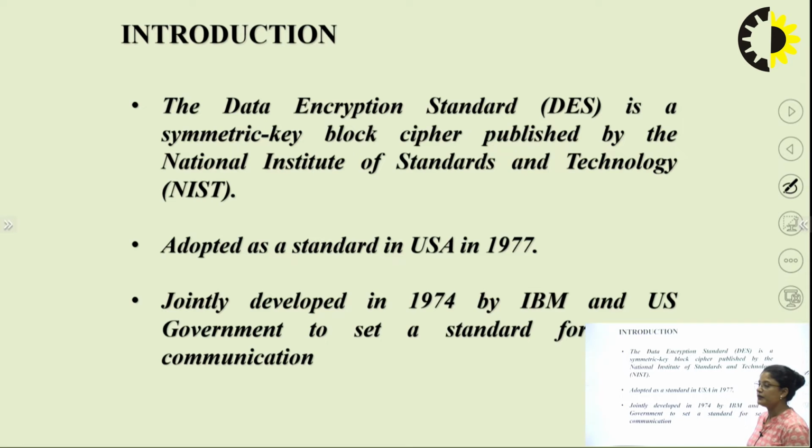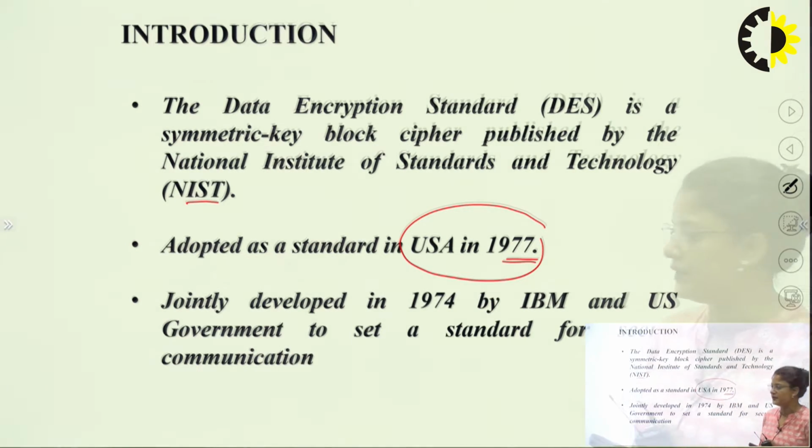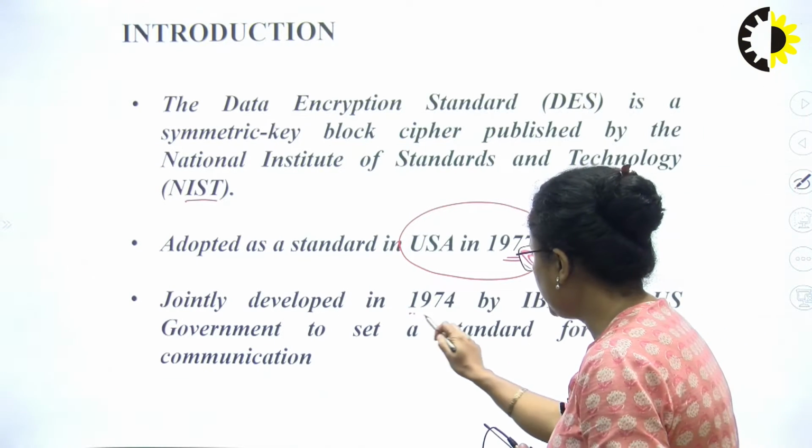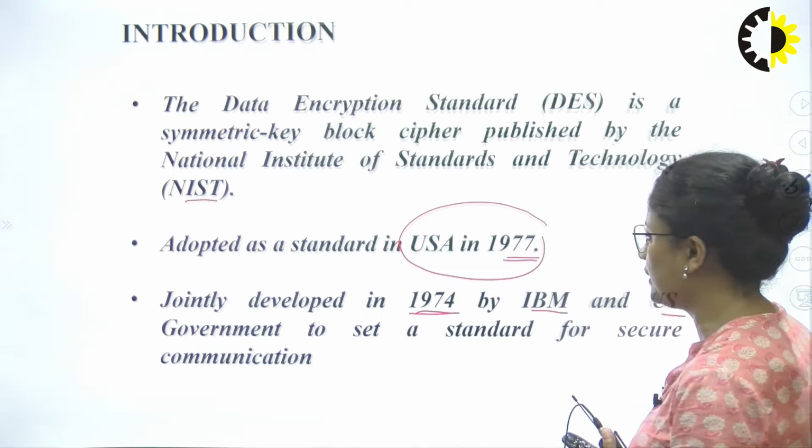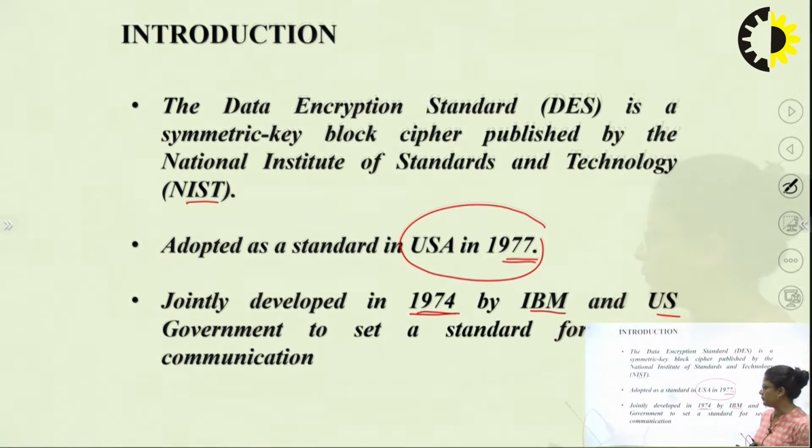First, let me give a brief introduction about DES. What exactly is DES? It is a symmetric key block cipher, and it was published by NIST, the National Institute of Standards and Technology, and adopted as a standard for encryption and decryption in the USA in 1977. It was actually developed in 1974 jointly by IBM and the US government, and the purpose was to come up with a standard means of communication for ensuring security.